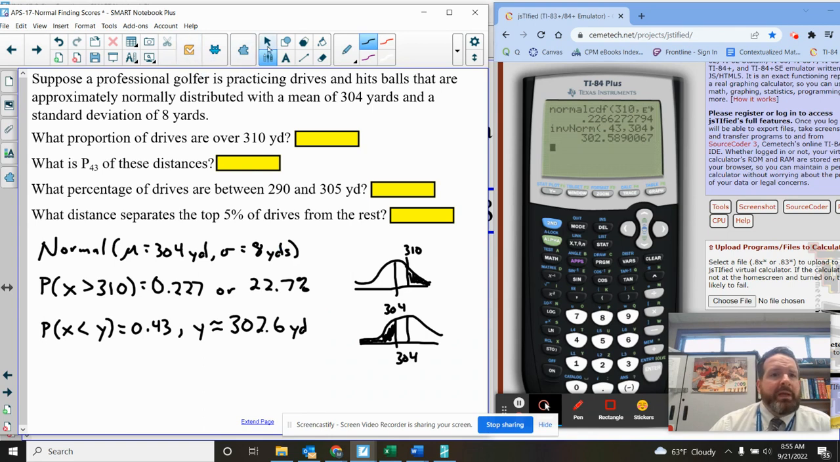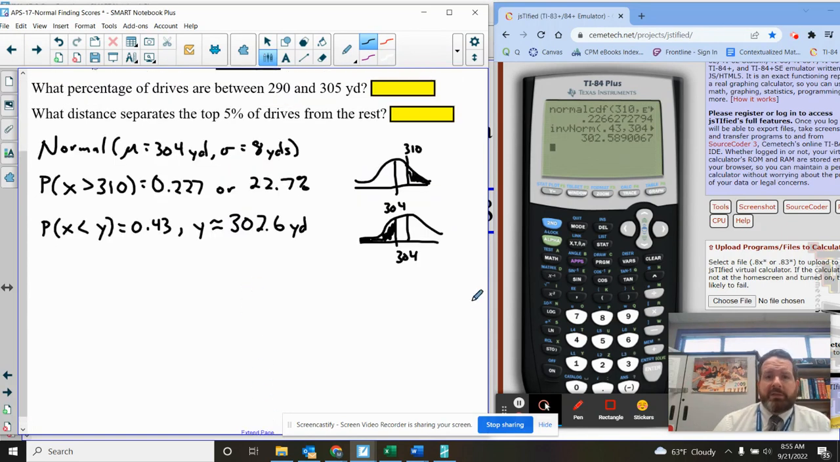Okay, next up. Let's see what we've got. What percentage of drives are between 290 and 305 yards? Once again, we have yards. We're finding a percent. That's a normal CDF situation. So I'm going off to the side again, just sketching it out real quick. Here's 304 in the middle. We're going from 290 up to 305. We're finding this area.